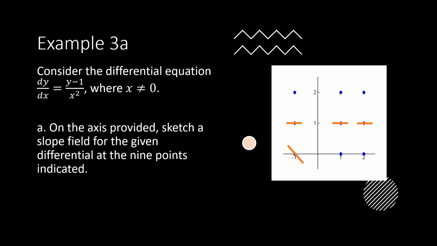All right, so next one I'm going to do is negative 1, 0. If I plug that in, I'm going to get negative 1 over 1, which is negative 1. So I drew a slope of negative 1. I'm going to do the same thing for 1, 0, which is going to give me a slope of negative 1. And then if I do it for 2, 0, I'm going to get a slope of negative 1/4. And so I drew a less steep line for that. And then I do the same thing for the top. And this is the graph that I come up with.